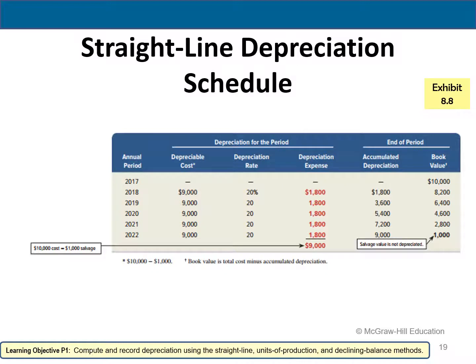If you look at it in a schedule form, your depreciation rate every period, in this case, is 20% because it's a 5-year life. And at the end of the period, we have our salvage value of $1,000, and you're recognizing an even amount of depreciation expense every period.